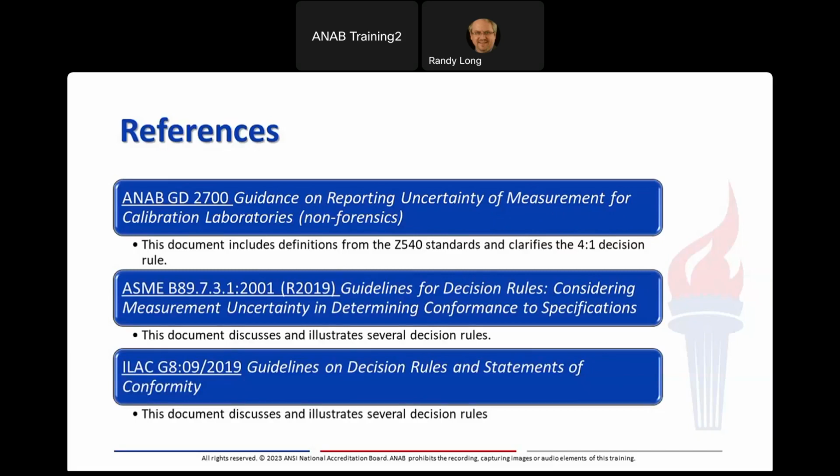You might take note that in the ASME B89 group, we default to the 4-to-1 uncertainty ratio, and we are departing for gauge blocks, but in all other standards so far, we're going to a 4-to-1 decision rule. And again, there's ILAC G8, which was updated in 2009, guidelines and decision rules and statements of conformity. This document discusses and illustrates several decision rules as well. Now, these references, there are actually many more decision rules that could be taken.